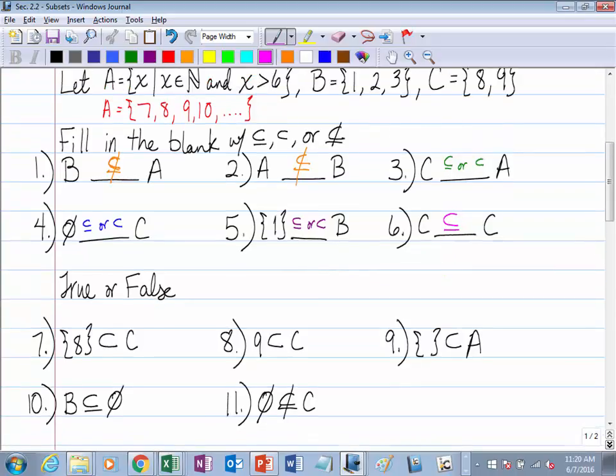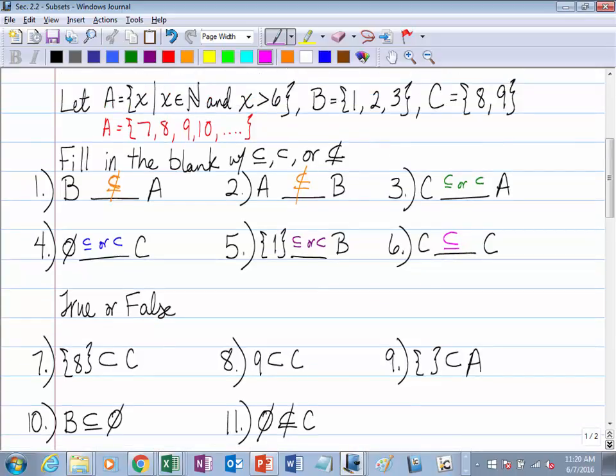Alright, so true or false, the set containing 8 is a proper subset of C. True. Number 8 says 9 is a proper subset of C. False. Very good. Because 9 is not a set. So if it's not a set, it can't be a subset. It's just a number.